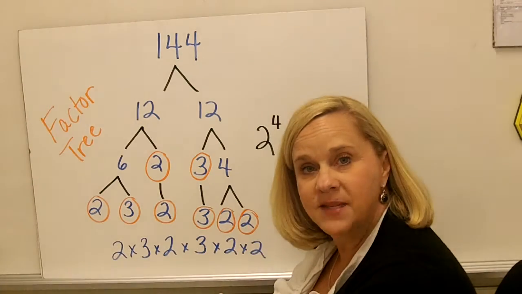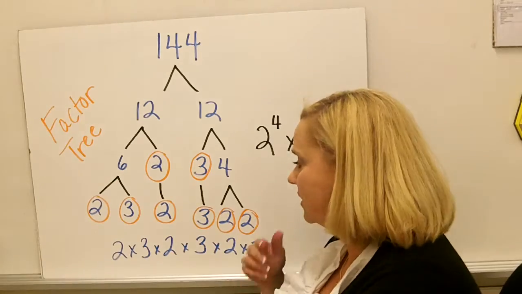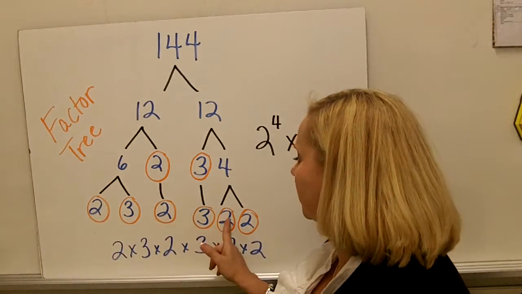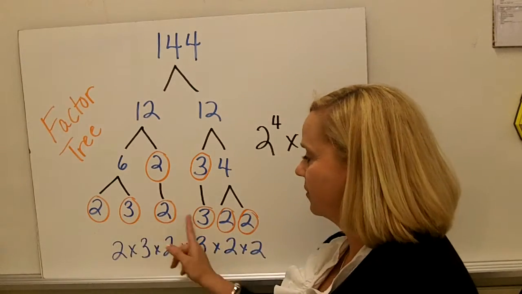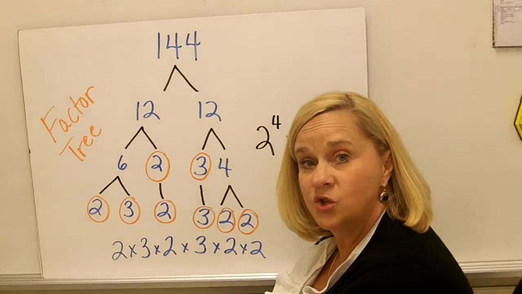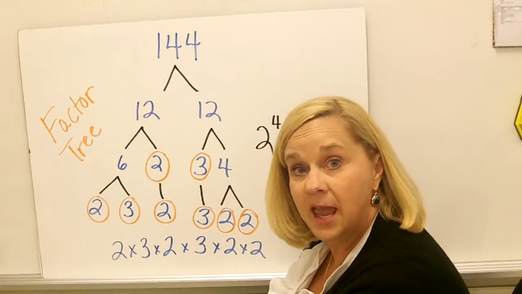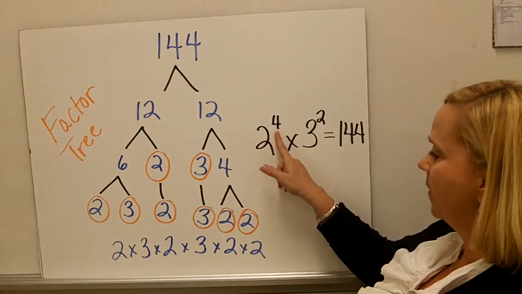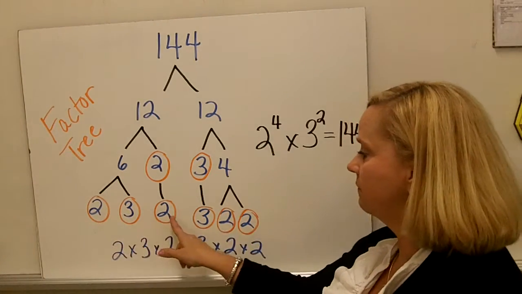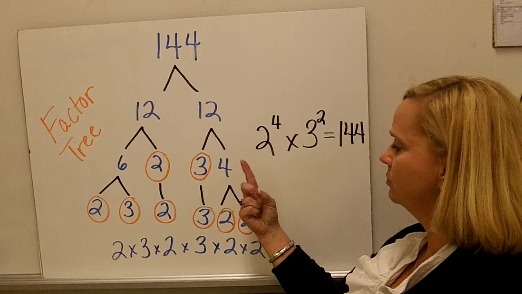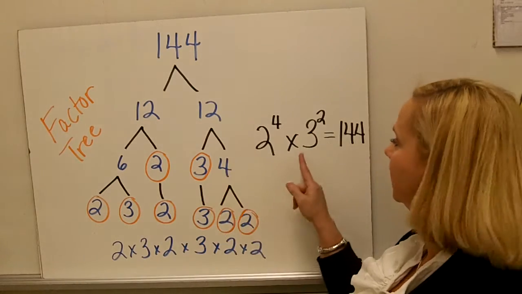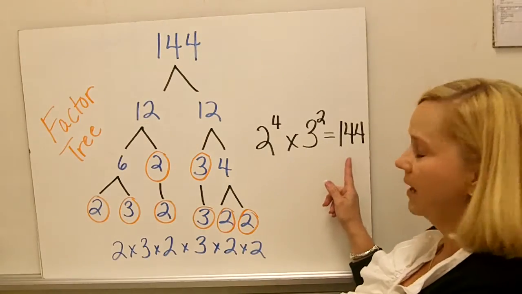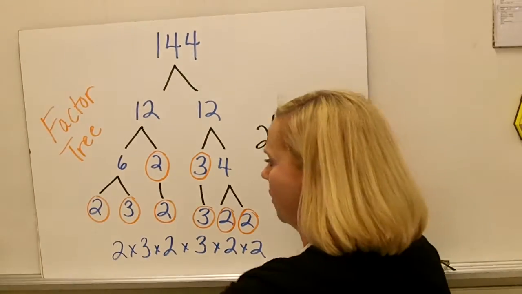Now notice how many times I have 2 in this expression and how many times I have 3 in this expression. I have 2 written 1, 2, 3, 4 times, and I have 3 written 2 times. So I can shorten that expression using exponents, and my number sentence would look like this. 2 to the 4th power, because I have 2 listed 4 times. This means 2 times 2 times 2 times 2. Times 3 to the 2nd power, which means 3 times 3. And all of that equals 144.